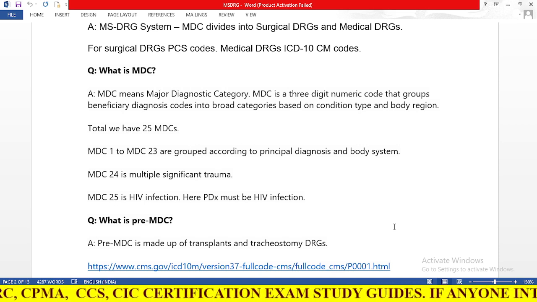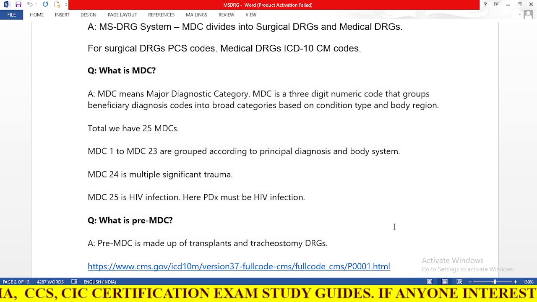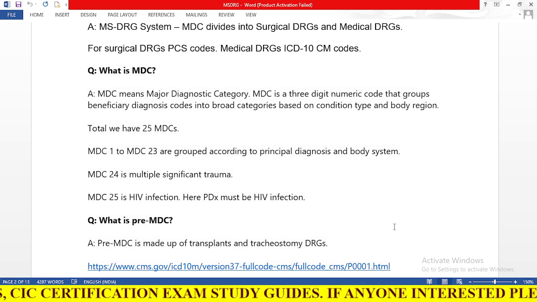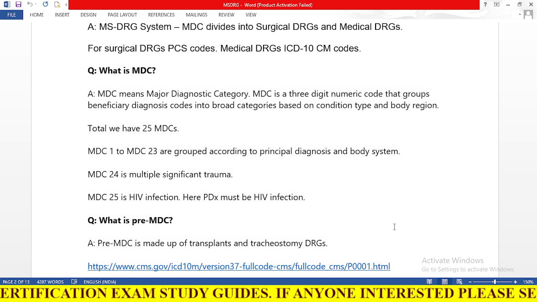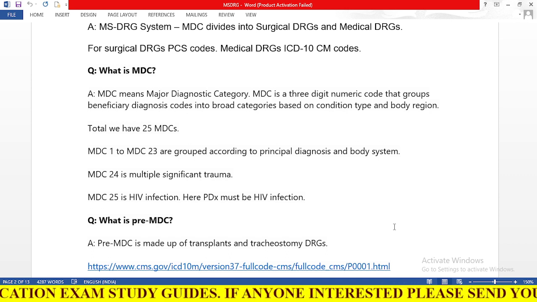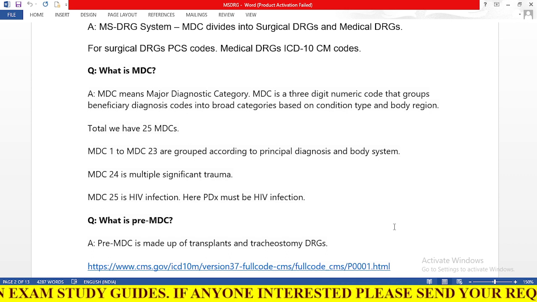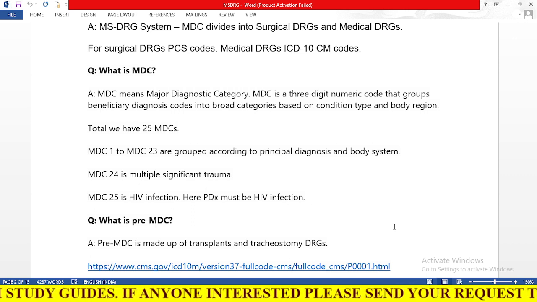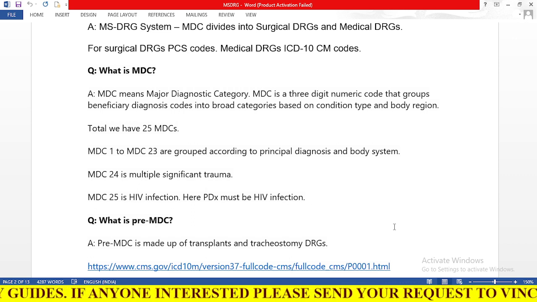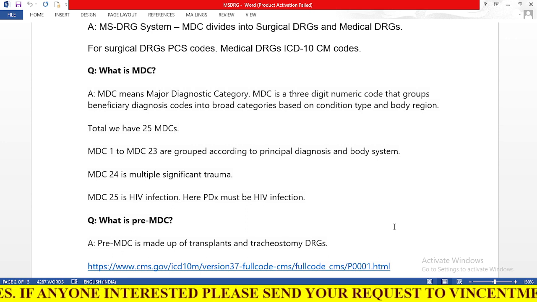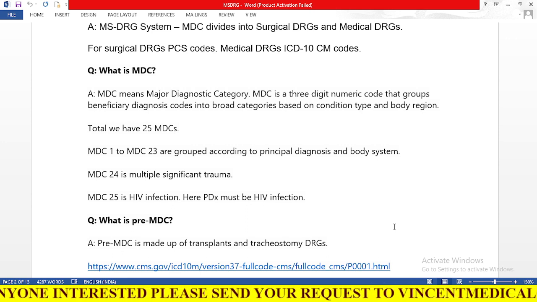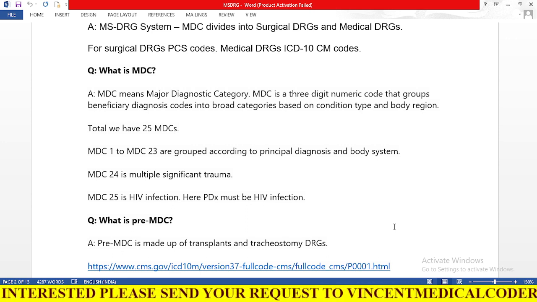MDC 24 represents multiple significant trauma. This MDC is assigned when at least two significant trauma codes from different body site categories are present. So MDC 24 is for significant trauma, which needs to have two significant trauma diagnoses from different body sites.